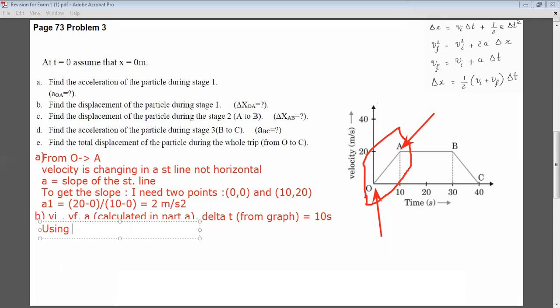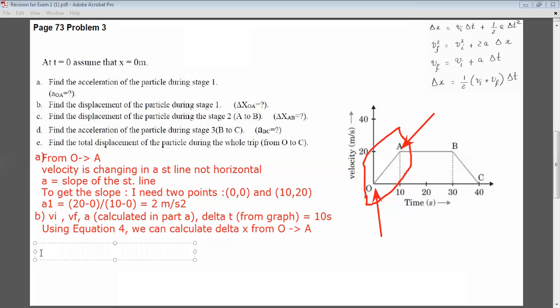So using equation 4, for example, I can calculate delta x from O to A. This is part B. Part C.